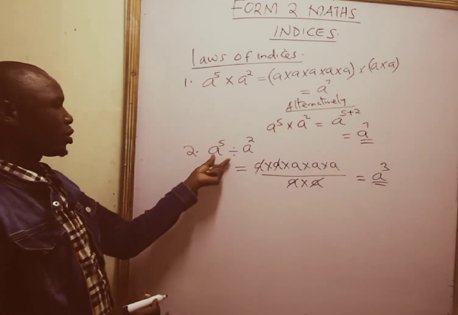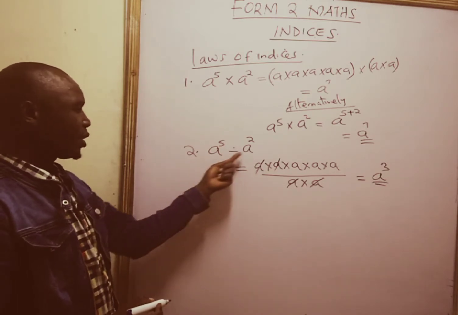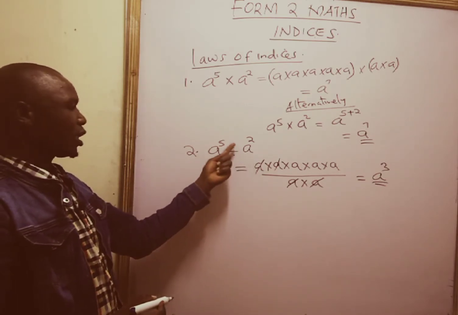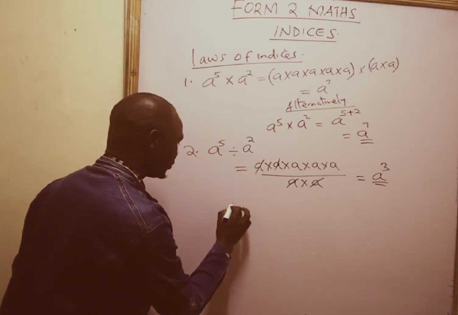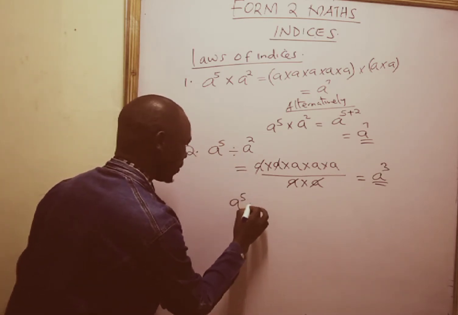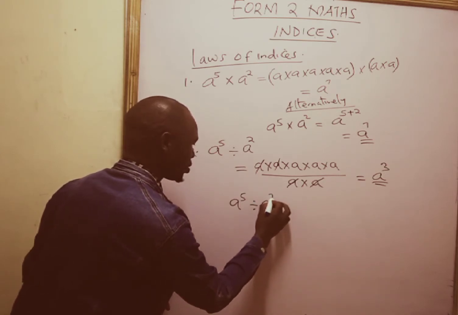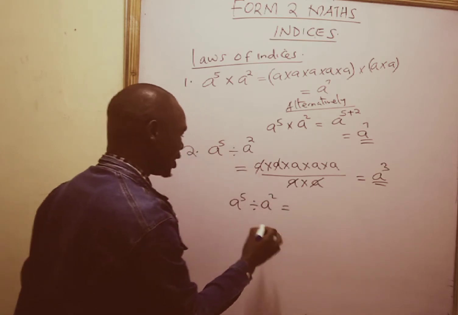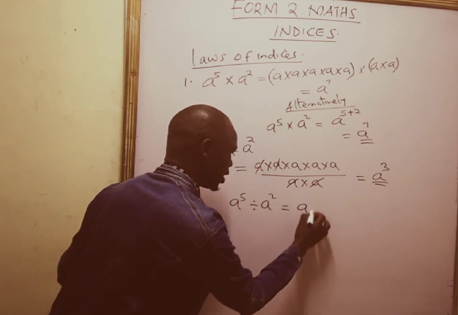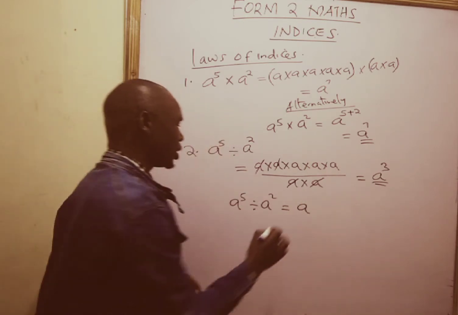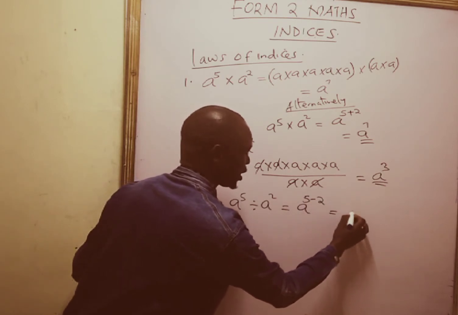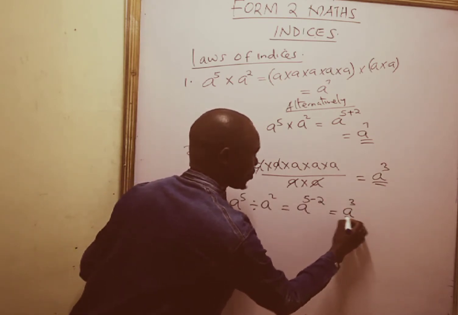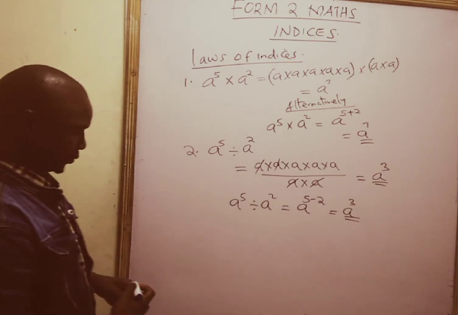How else can we do this? If the bases are the same and the two are joined by a division sign, then a power 5 divided by a power 2 is the same as having the common base, which is a. Then we subtract the powers, that is 5 minus 2, giving us a raised to the power of 3.